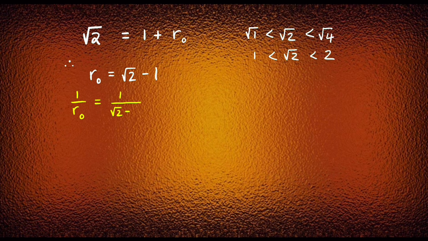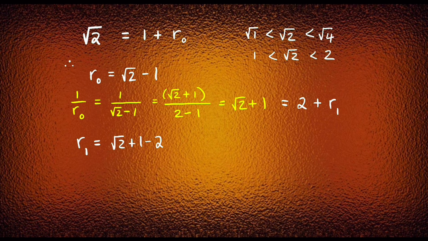Now, taking the reciprocal of this, we rationalize the denominator, and that allows us to split this into an integer part plus a fractional part, and that becomes 2 plus a fractional part. Solving for that new fractional part, we realize that it's equal to the square root of 2 minus 1, which is equal to our original fractional part.